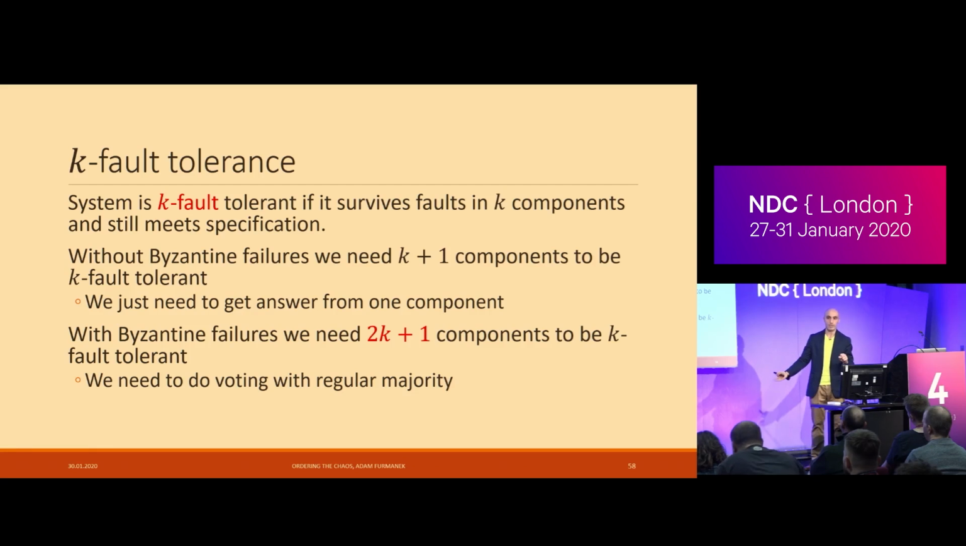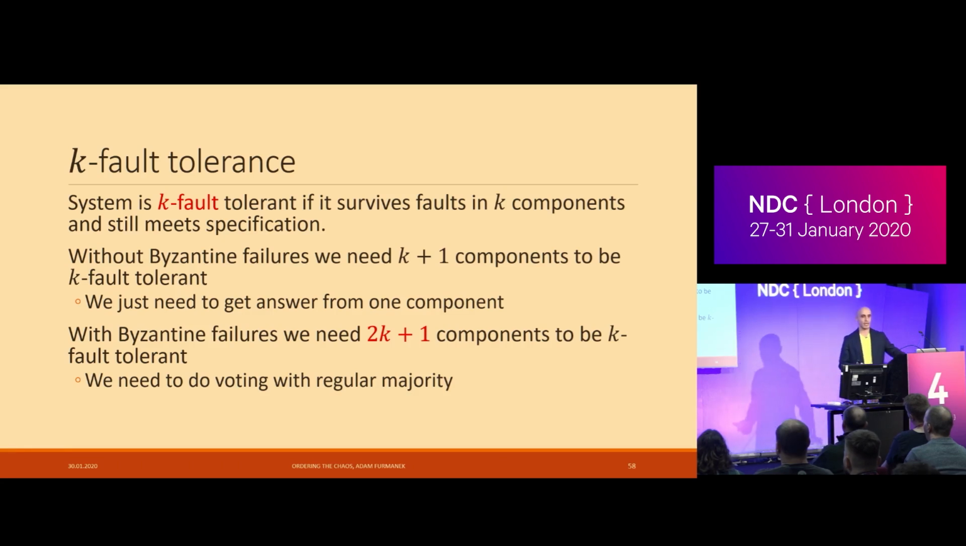Or we assume only k will die. So in that case, it works. But if we do have Byzantine failures, then it's not sufficient to get k plus 1 answers or ask k plus 1 systems, because the nodes may lie to us. They may give us incorrect answers.